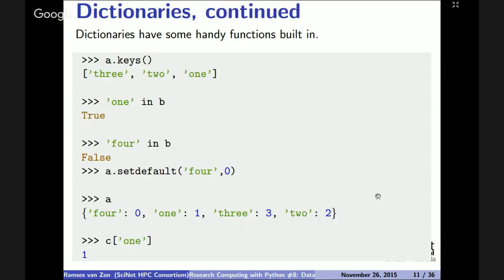So you can get all the keys out by doing .keys. You can see if a key is in the dictionary by saying the name of the key in B, and then it's true or false. You can do fancy things like setting defaults if you add new things. It's kind of nice. You can get your stuff out with this square brackets notation.